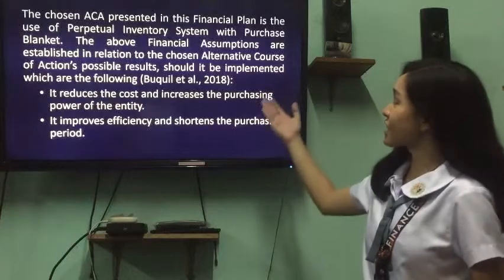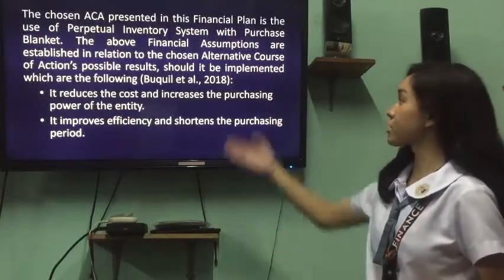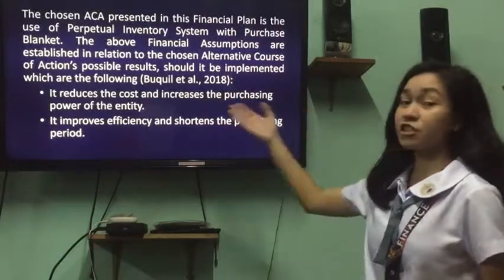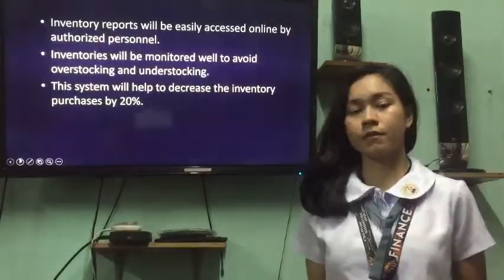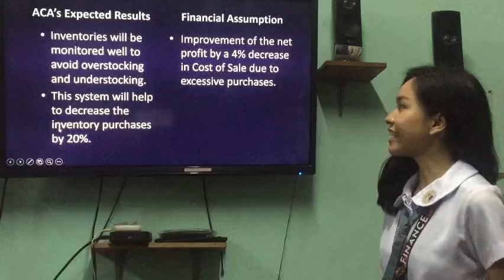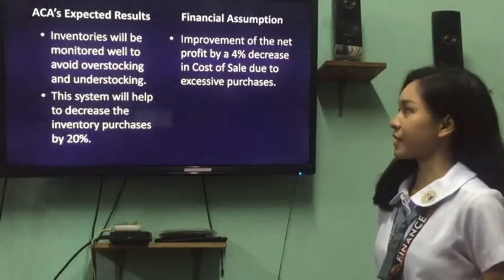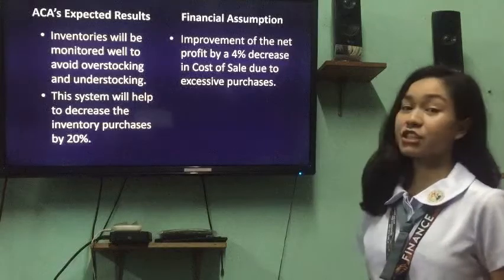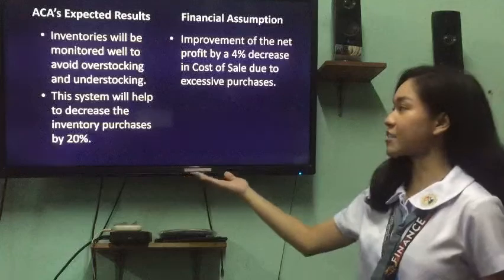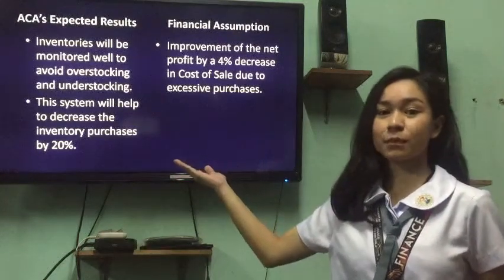So, the above financial assumptions discussed earlier are established in relation to the chosen alternative course of action's possible results should it be implemented, which are the following. And as you can see, these expected results from the proponents are linked to the financial assumptions, where, for example, since they expect that upon implementation of the plan, the inventories will be monitored well to avoid overstocking and understocking, and that it will help decrease the inventory purchases by 20%.